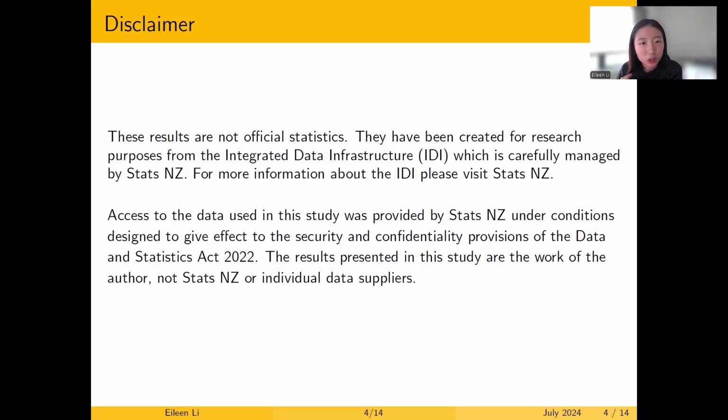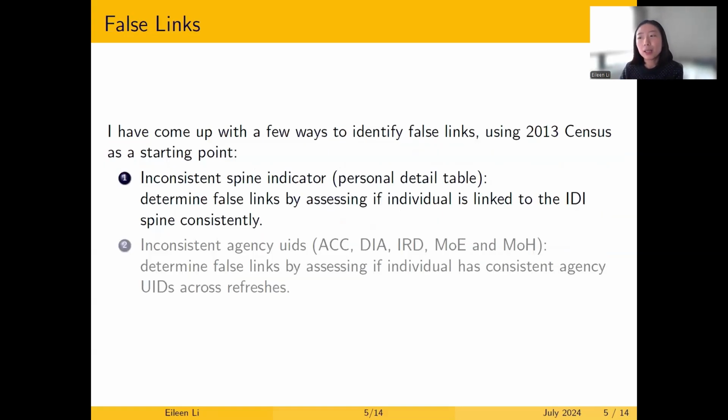What I'm about to show you are not official statistics because I used the IDI, and this is a disclaimer that the data are not official statistics. They are only my research findings. Let's begin with the identification of false links.